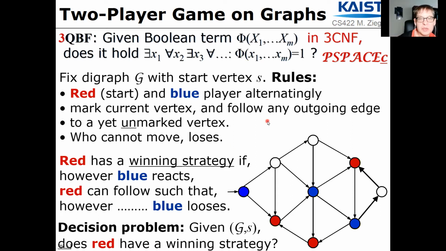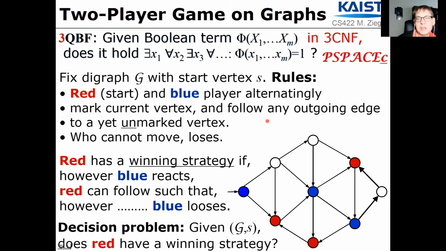Since time is up, next time we're going to show that this decision problem can also be solved in polynomial space, a polynomial amount of memory. Given the graph with start vertex, does red have a winning strategy? Yes or no. And then this decision problem is also PSPACE-complete. We're going to design a polynomial time reduction from 3QBF, quantified Boolean formula, to this game.